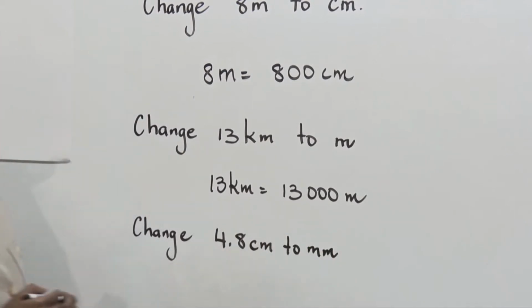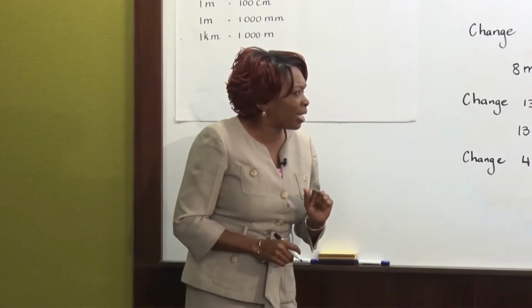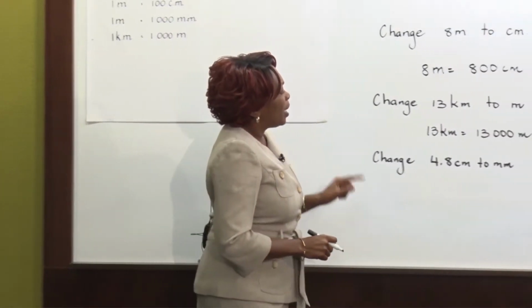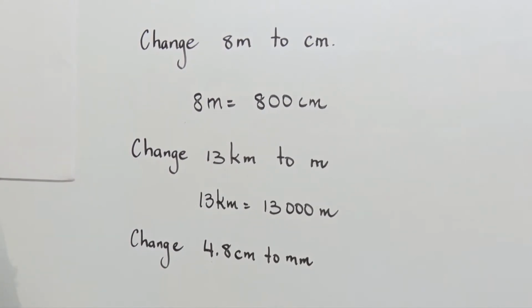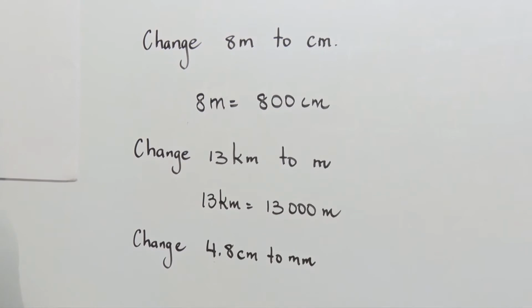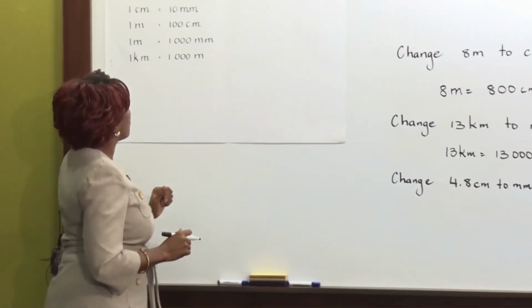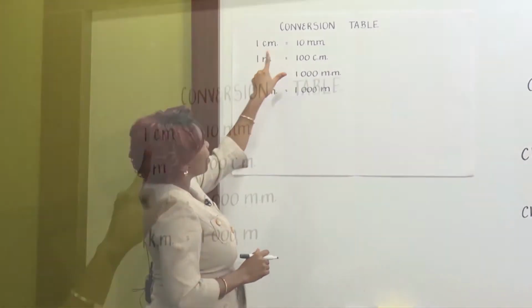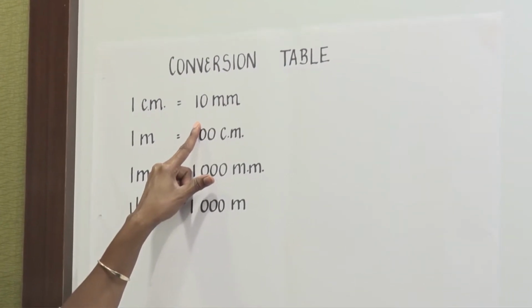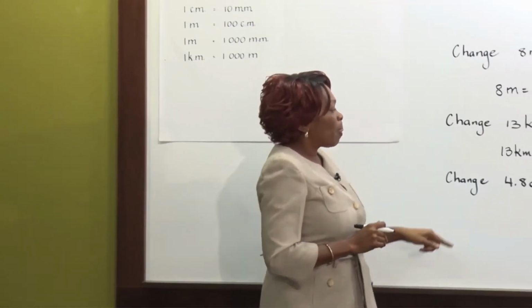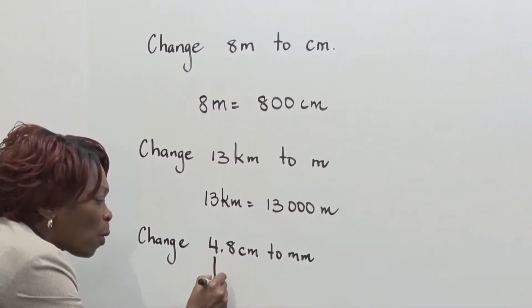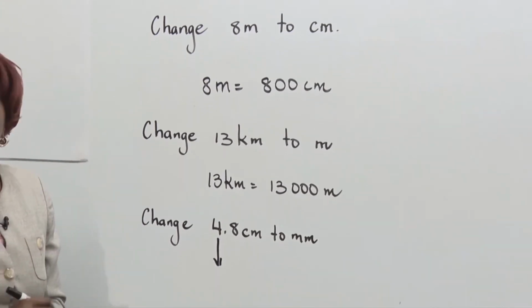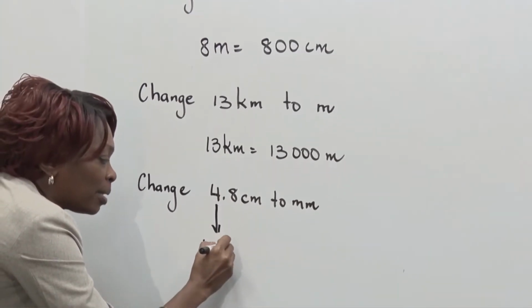Okay, now let's look at the third problem. It's a little bit tricky, so stay with me now. Change 4.8 centimeters to millimeters. This one is a decimal. What are we going to do? Let's go back to the conversion table. 1 centimeter is equal to 10 millimeters. Let's go. The 4 represents the whole. So we can say the 4 centimeters will give us 40 millimeters.